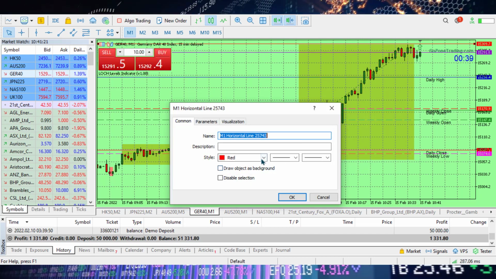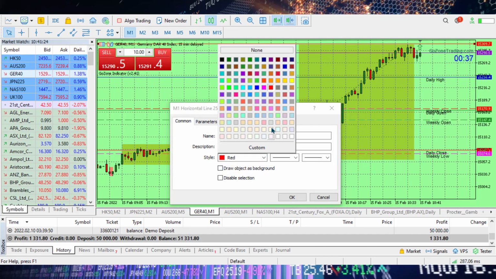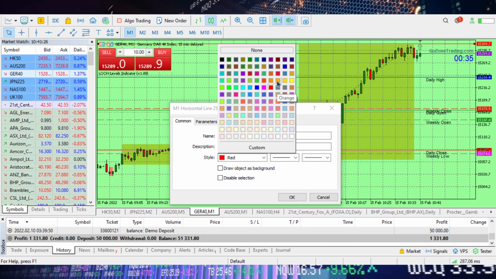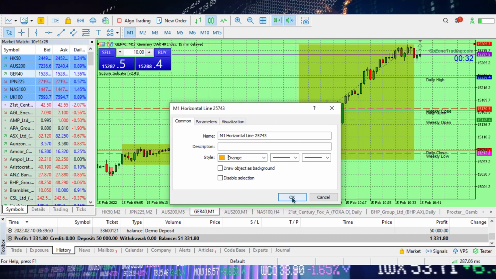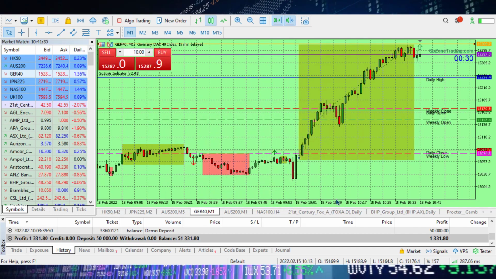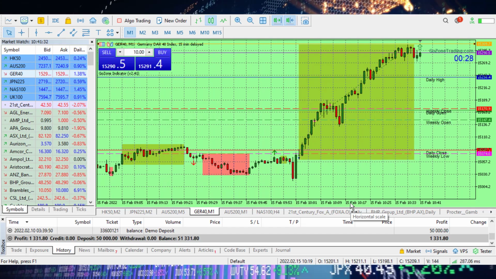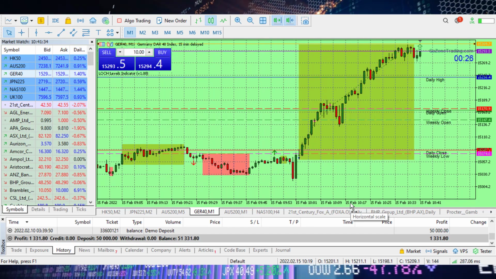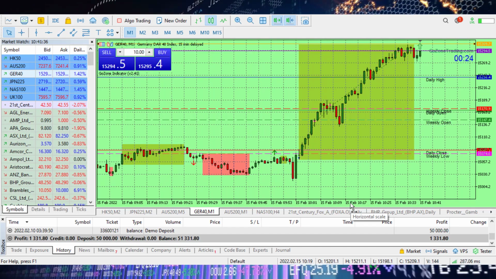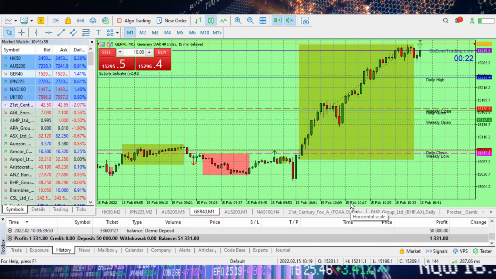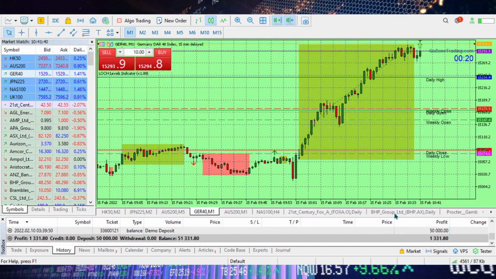Make this so you can see it a little better, in orange. Okay. So that orange line is our breakout line. We're not going to enter the market until it breaks through that.